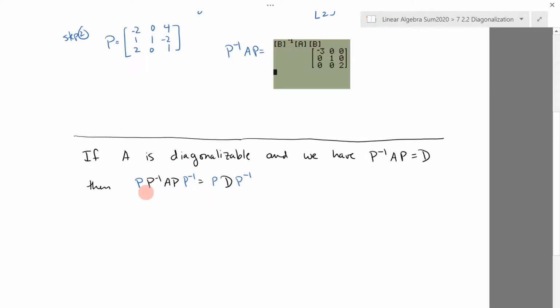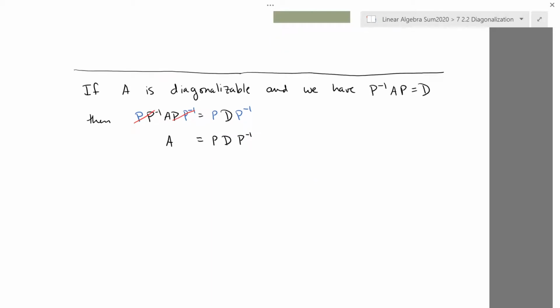Because matrix multiplication is not commutative, if I multiply something on the left, it has to be on the left, and if I multiply something on the right, it has to be on the right. Okay, so I multiply it like this, then this cancels and this cancels because that's just the identity. So this gives me A on this side, and this is now P, D, P inverse.